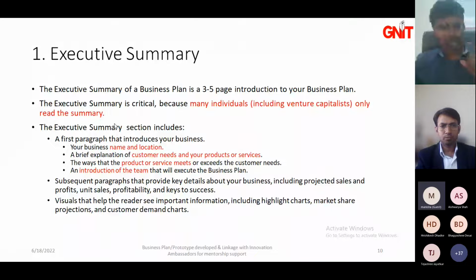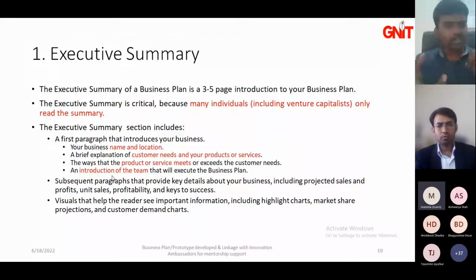The first paragraph has your business name and location, a brief explanation of the customer needs and how your product or service meets them, and about your team. For example, in my team we have 4 members. Of these 4 members, the first member has experience in this area, and has got some more prizes in this area, like that.